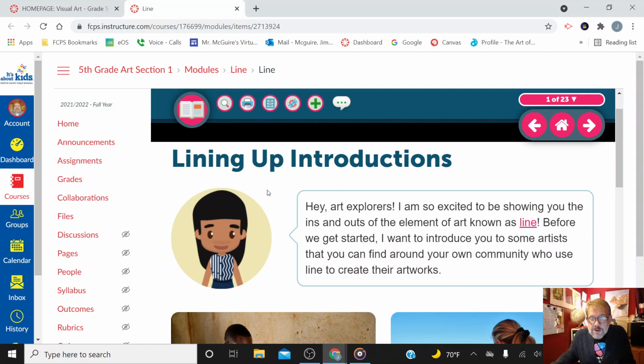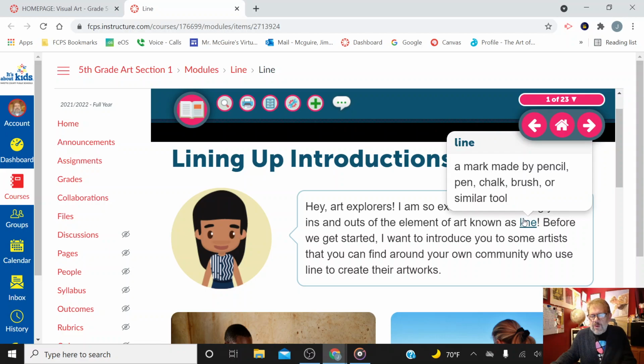Hi, art explorers. I'm so excited to be showing you the ins and outs of the element of art known as line. Anytime you see one of these red words, you can click and it'll bring up definitions so you can understand what we're talking about. A line is a mark made by a pencil, pen, chalk, brush, or similar tool. We often think of it as a point that travels through space.